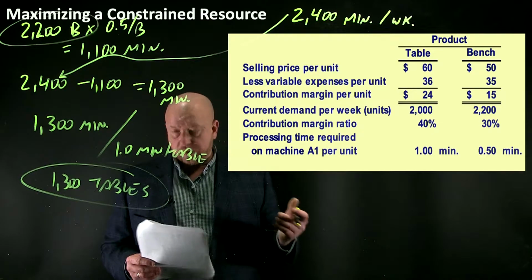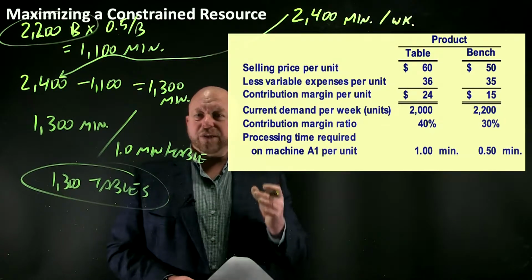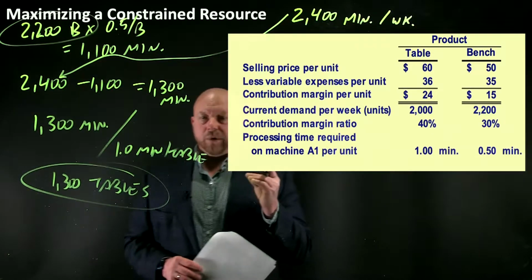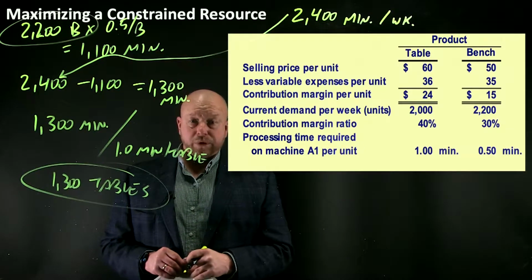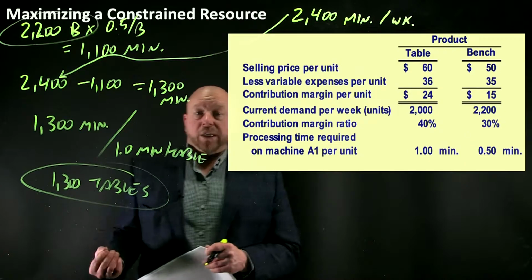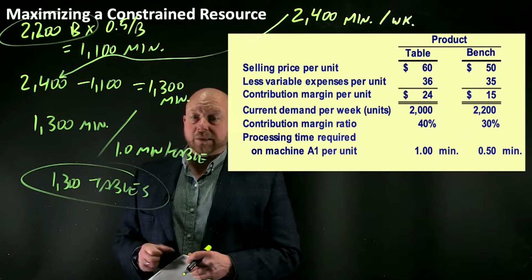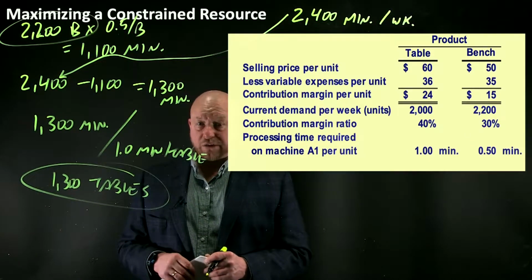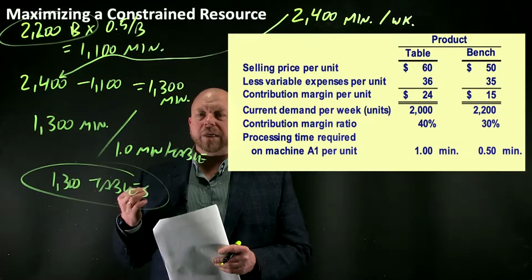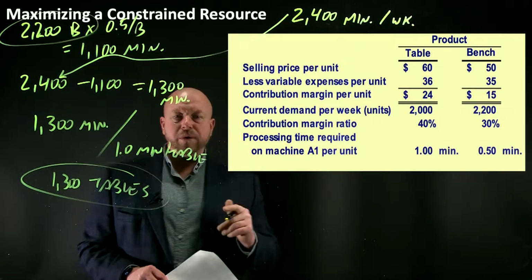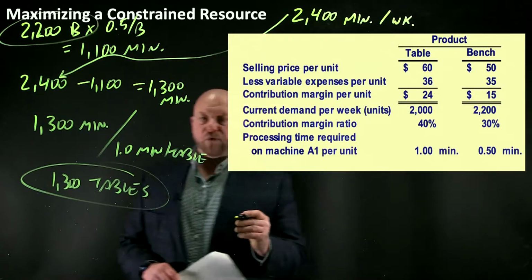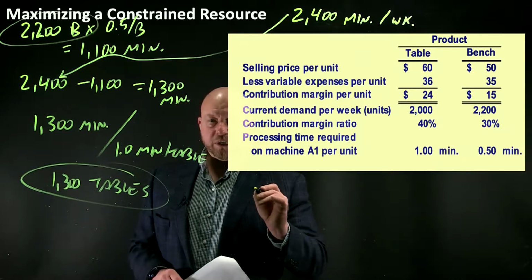Now the question we would have is this. What if there was some way that we could get our hands on some additional machine time? Maybe purchasing another machine, renting a machine, outsourcing some capacity to a different manufacturer. How much would we be willing to pay for that? And the answer is this. The most we would be willing to pay is $24 per minute of machine time.